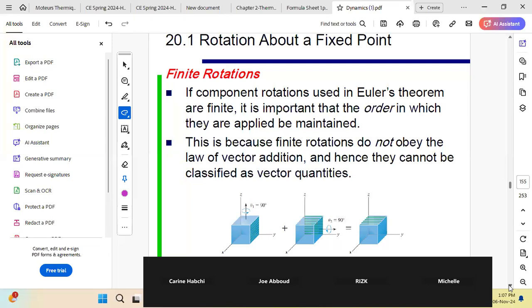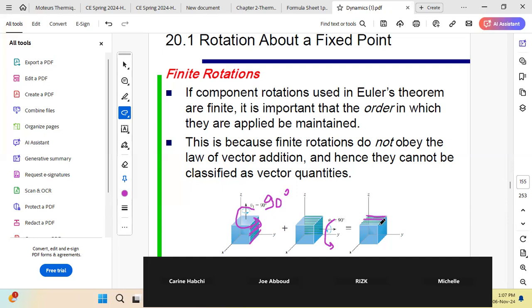So let us consider the following system. If I want to apply 2 finite rotations, let us say first I rotate about Z an angle of 90 degrees, and then I rotate about Y an angle of 90 degrees. I will see the final position of my face. Here I have a face that was labeled, and the final position of this face is here.